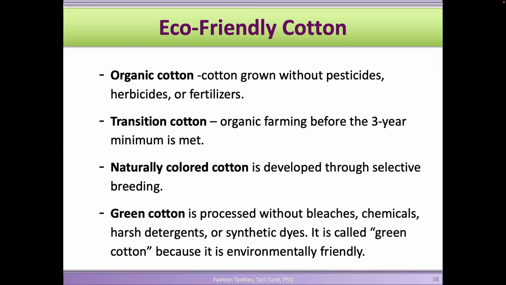So in recent years, organic cotton became pretty popular. But to consider cotton organic, you have to make sure that it is grown with no pesticides, no herbicides, no fertilizers for at least 3 years. Within 3 years, there will still be some of those chemicals in the soil. So once you have it for 3 years, then after that, you can consider it organic. So during that period, we call it transition cotton, because it's transitioning to become more organic.